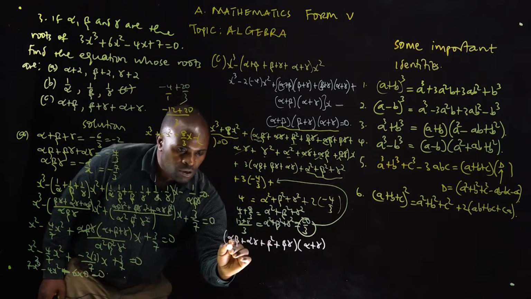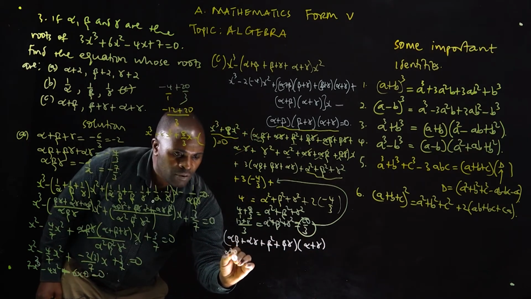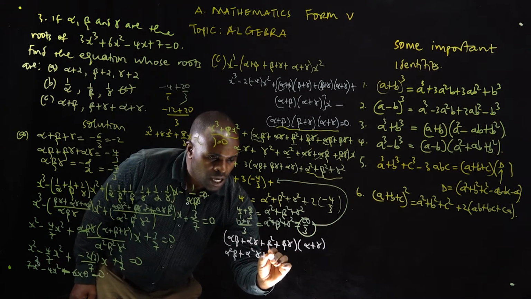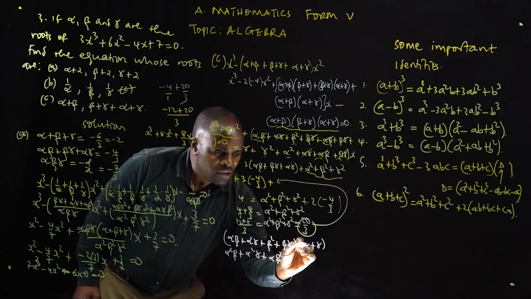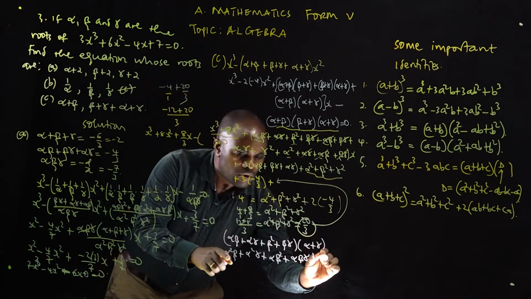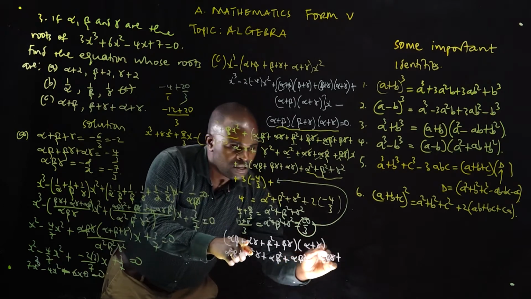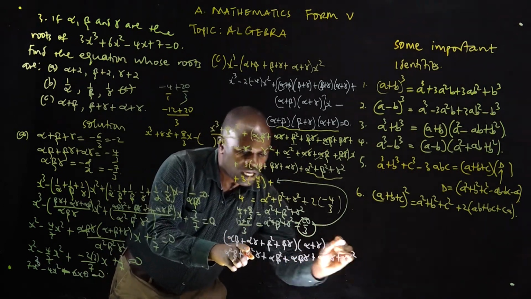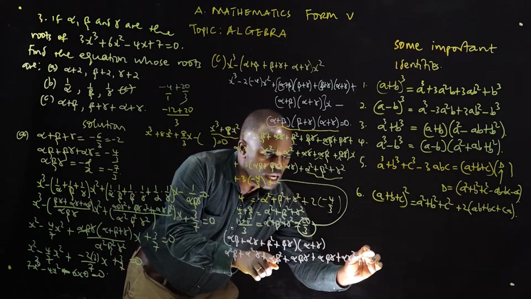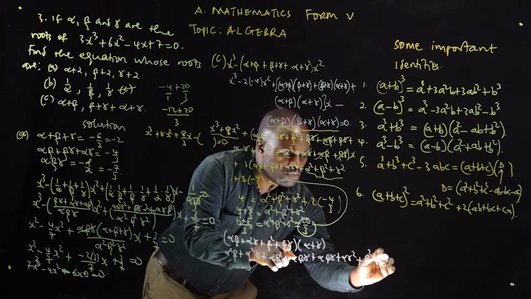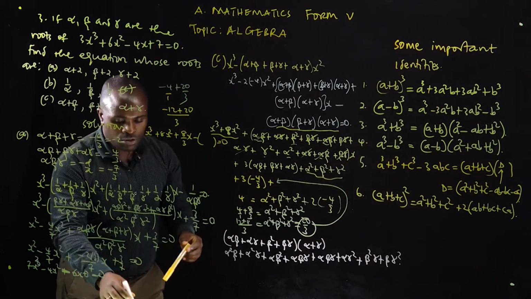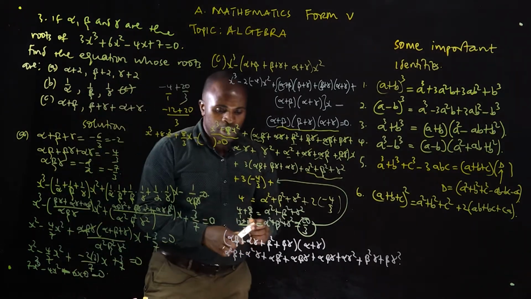So expanding this, we have alpha square beta, alpha square gamma, alpha beta square, alpha beta gamma, plus alpha beta gamma again, plus alpha gamma square, then beta square gamma, plus, ending here with beta gamma square. You can see this one is too good. With that one, we are now in the position of concluding.